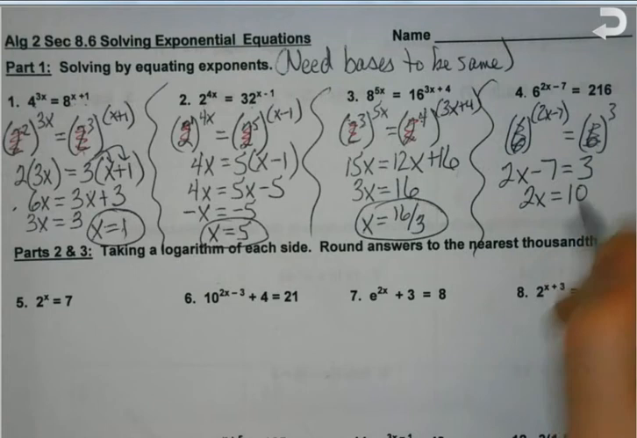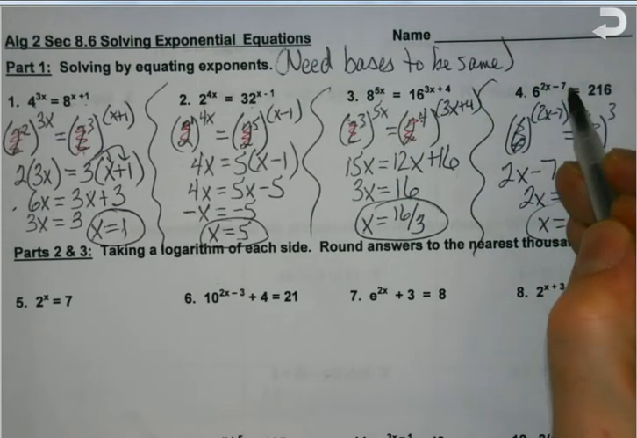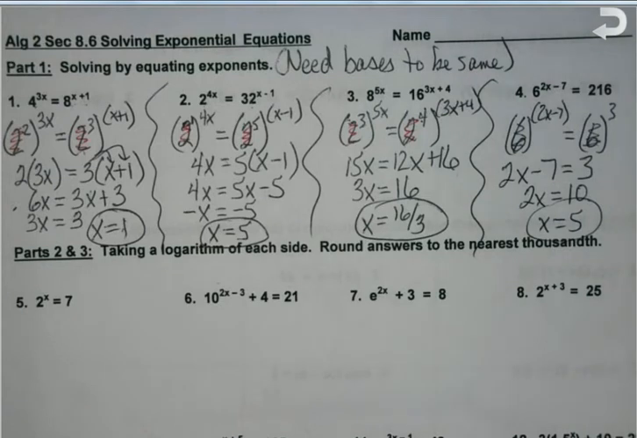And this answer makes a lot of sense because 10 minus 7 is 3. 6 to the 3rd, we just said, is 216. So that one works. So again, a little bit of manipulation involved here, but we've got to have those bases the same somehow.